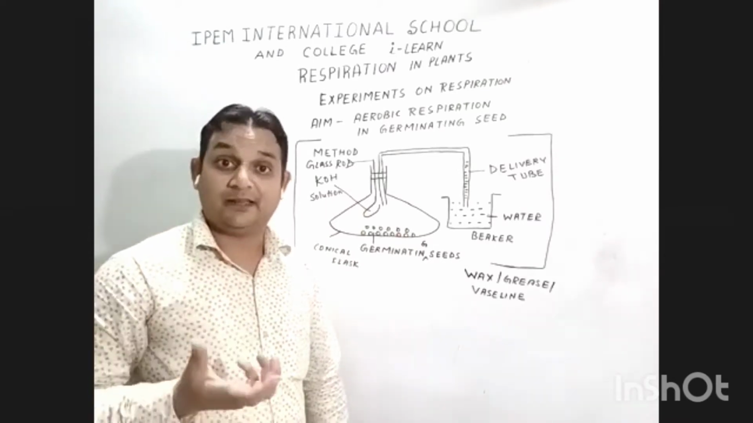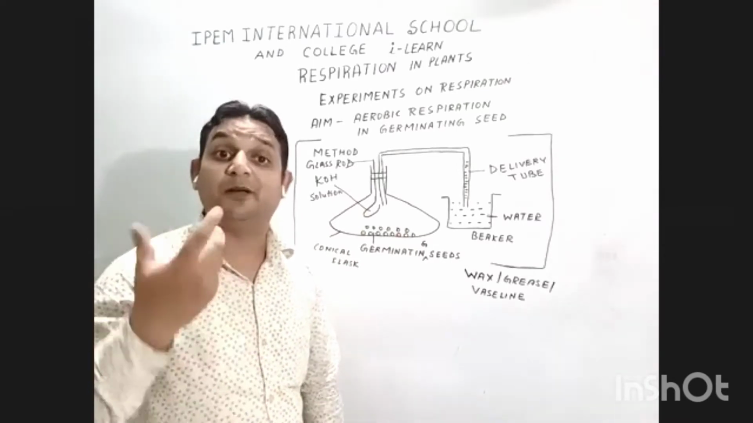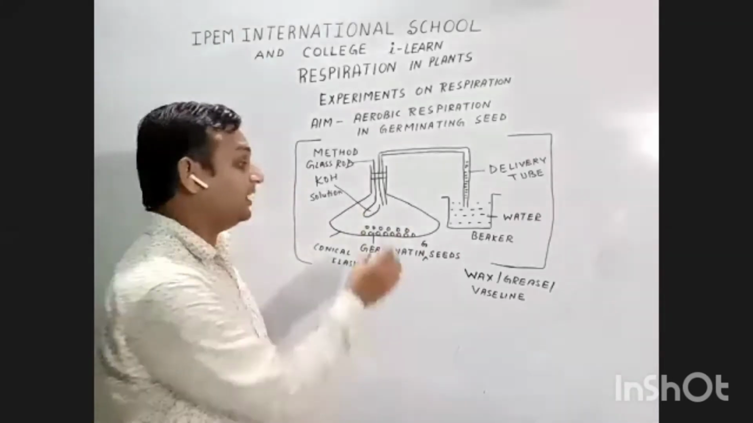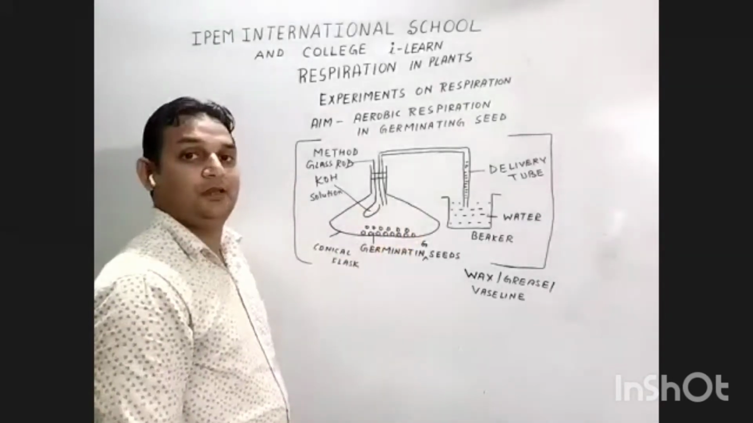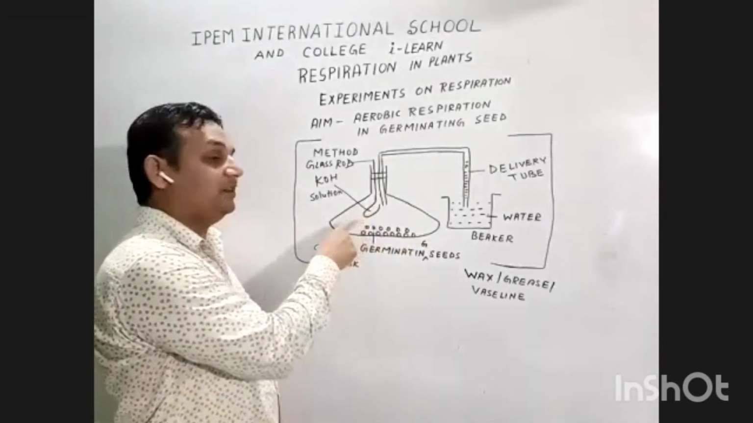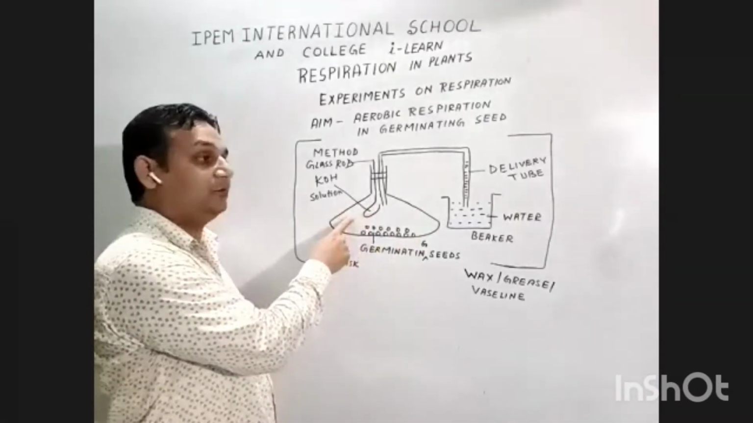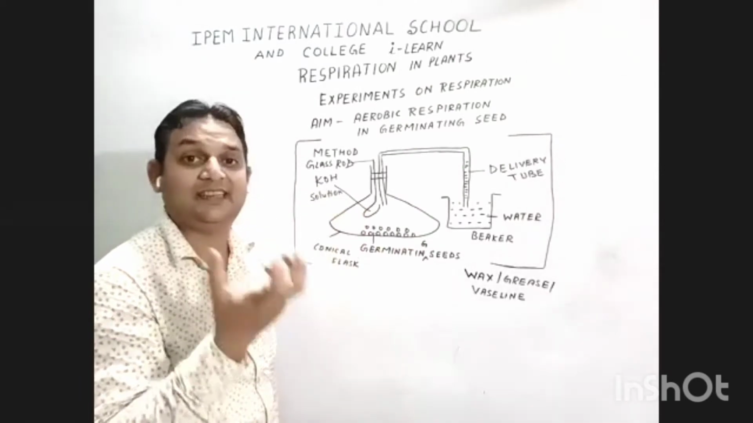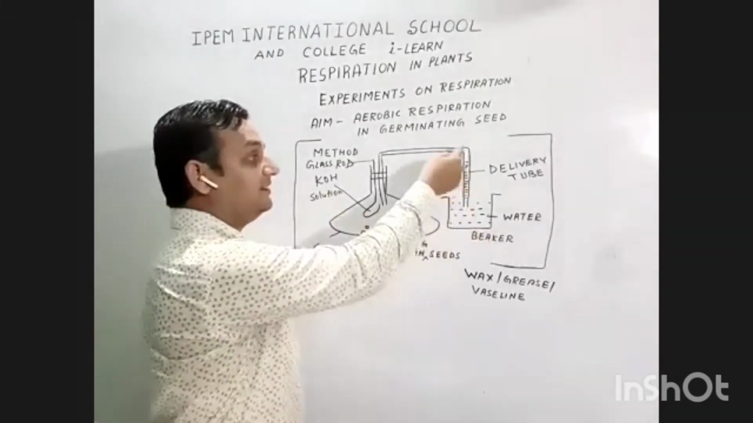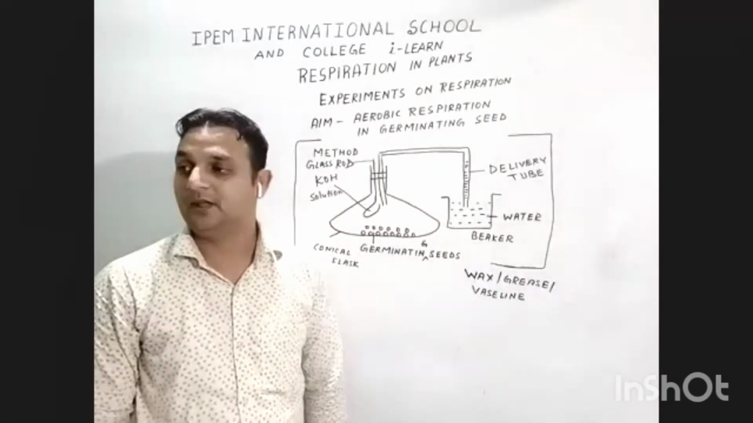When they germinate, respiration takes place. So what will happen? Carbon dioxide will be released, so carbon dioxide will be filled here. But KOH is here, which is an absorbent of carbon dioxide. It will absorb carbon dioxide. Thus, a vacuum is created there. So the water from the beaker rises in the delivery tube.